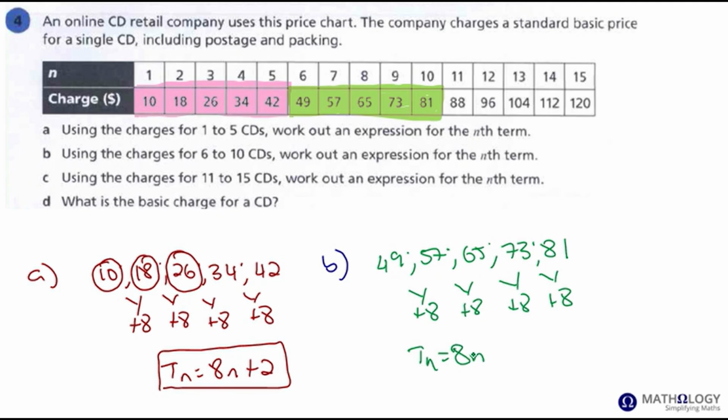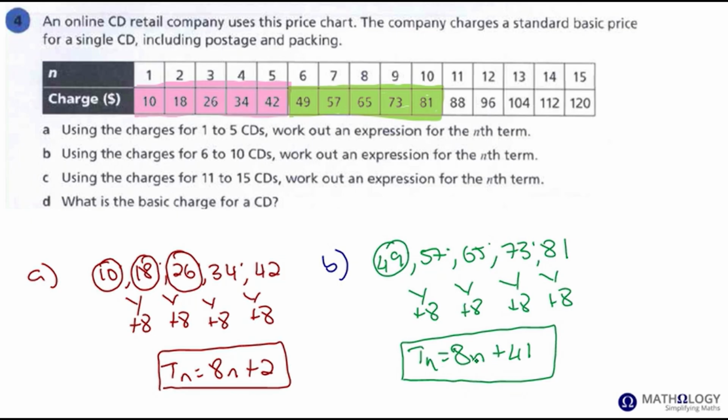When n equals 1, we need to have the first term being 49. So 8 times 1 is 8. 8 plus 41 will give us 49. Now we're going to check that this works for the next two terms.